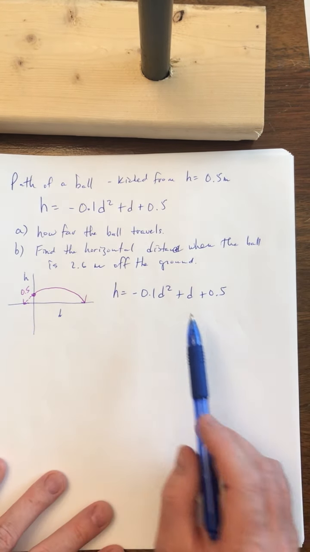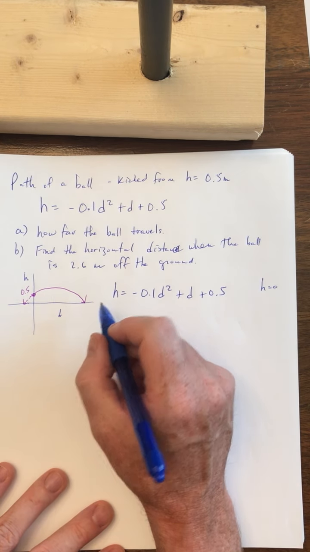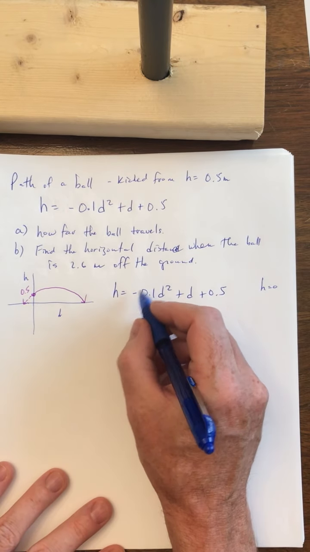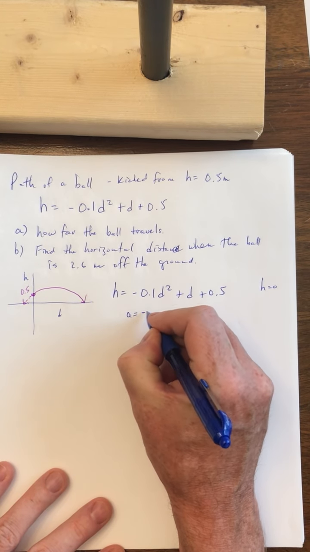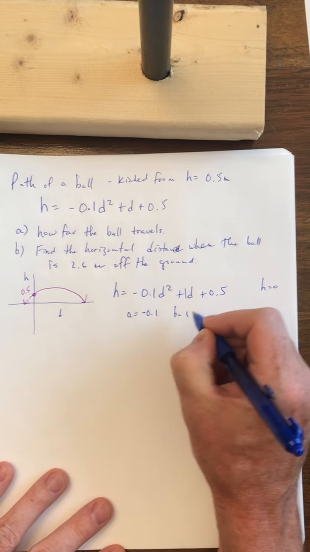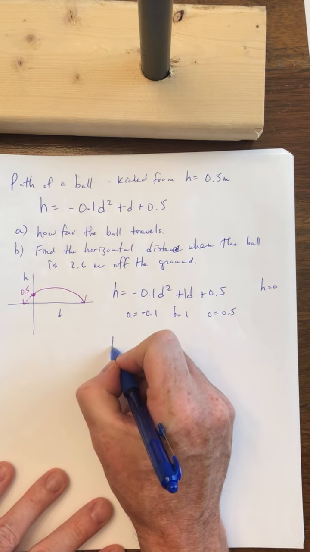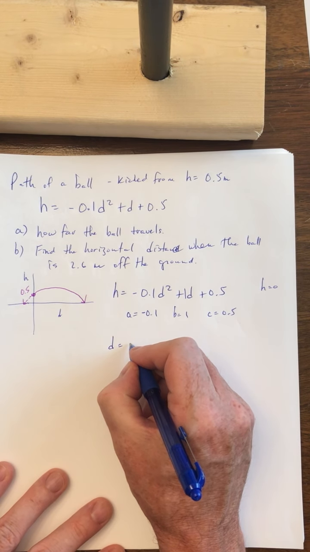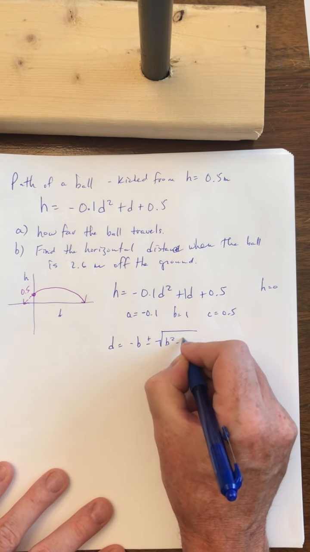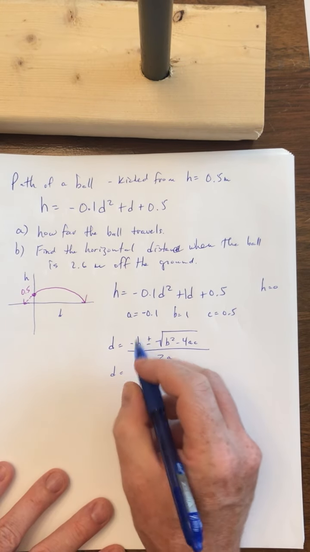And this is a formula, of course, when the height is 0. If we want to find a different height, we can sub it in. Our A value here is -0.1, our B value is 1, and our C value is 0.5. So we can sub this into our formula: negative b plus or minus the square root of b squared minus 4ac, all over 2a. Sub in everything.